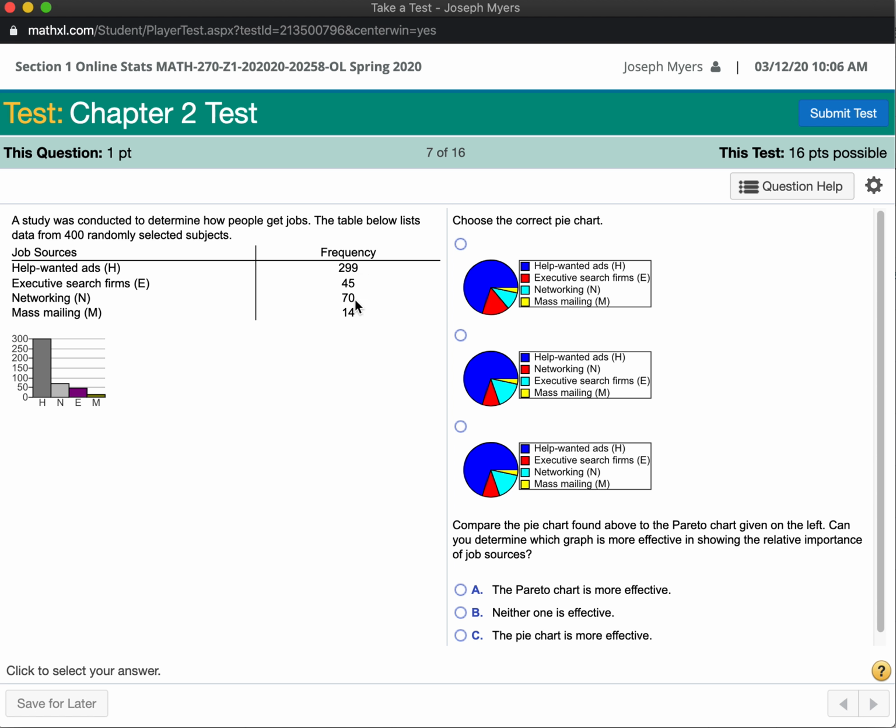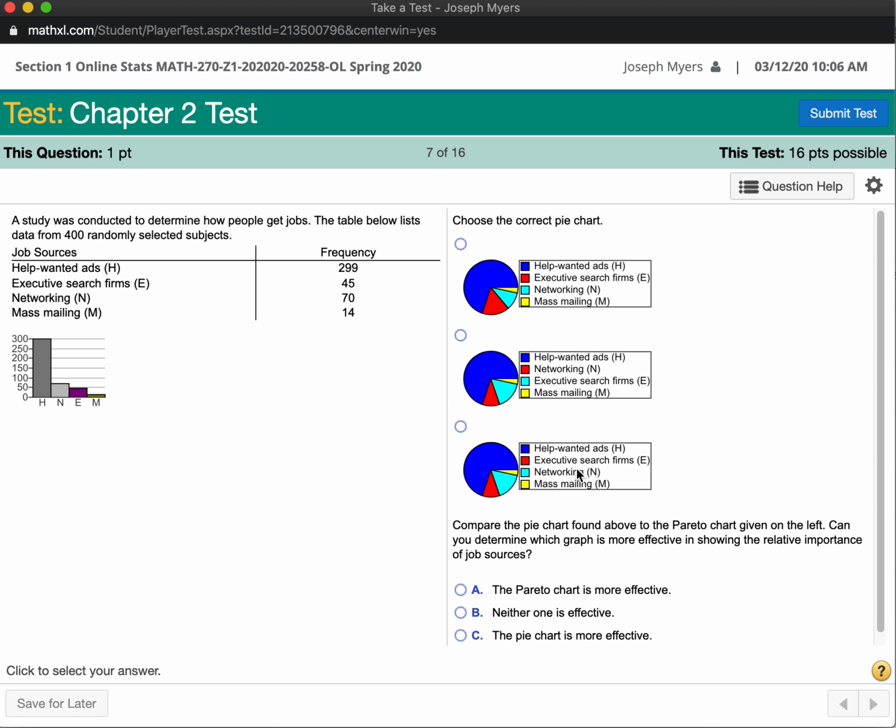Networking, which should be the next biggest. So wait, it can't be that one, right? Because in this one, networking is not the second biggest. So this first choice is wrong. Okay, then how about the second choice? That one, help wanted ads is the biggest as well. And in this one, now, whoops, in this one, networking is not the second biggest. So how about this one?